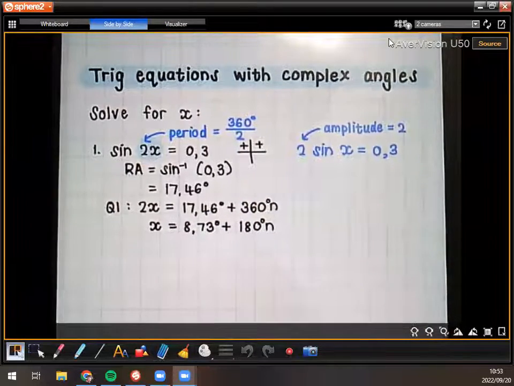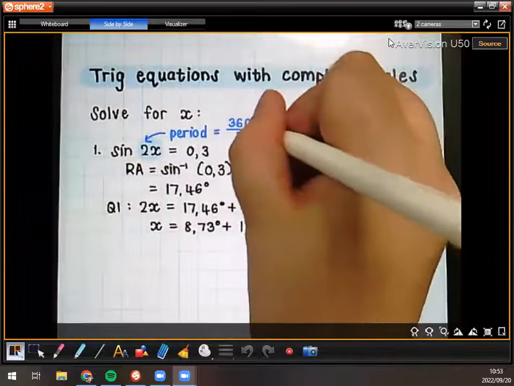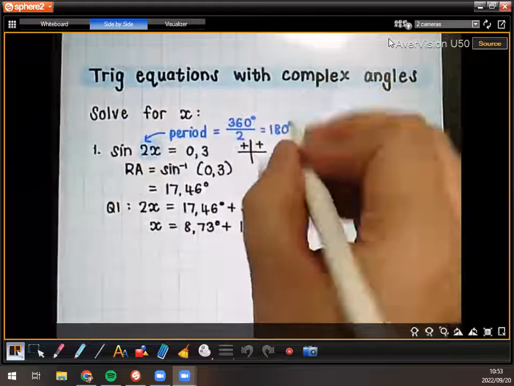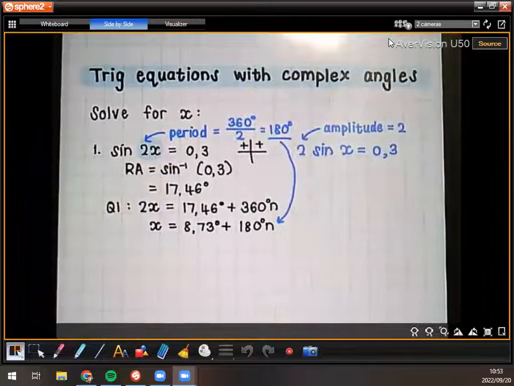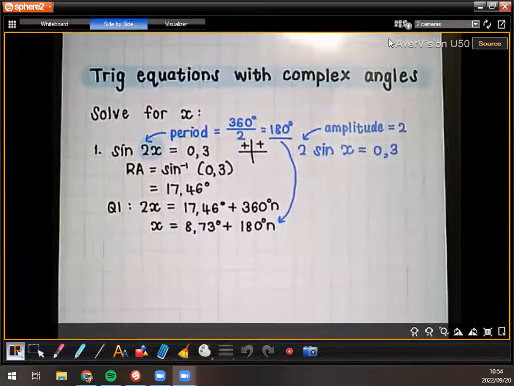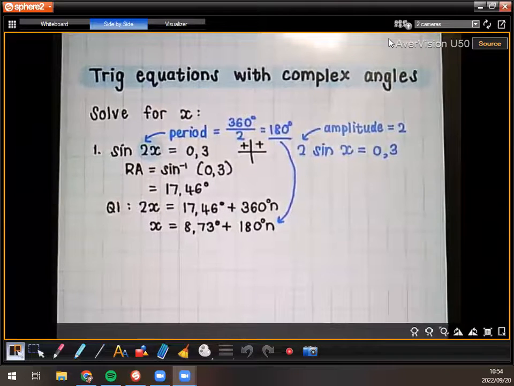And guys, does that make sense? What was the period of this graph? 180, right? There we see, there it's coming in. We actually do end up with the period of this graph in our general solution, but we get it by dividing by 2 afterwards.